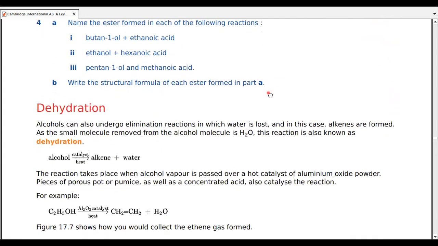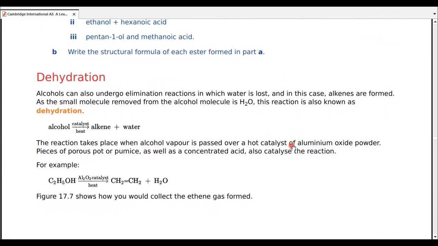All right. Yes, sir. Last, dehydration reaction. No, that's not last. I guess we still have reduction.